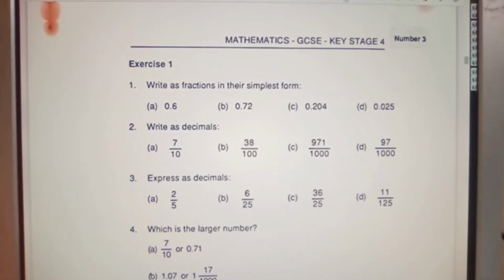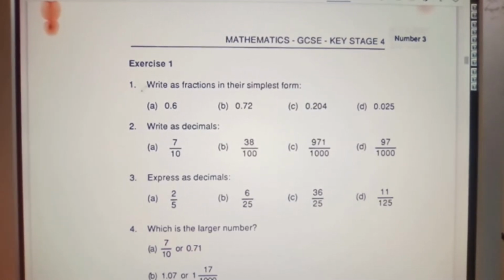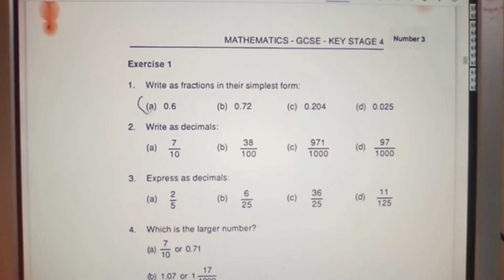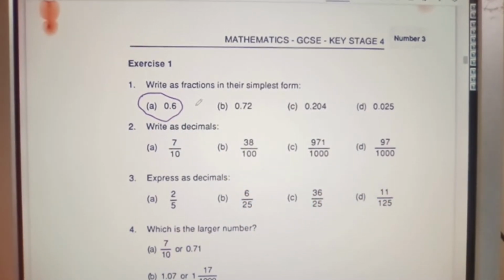And today I think I'm going to use a different color. Let's try that. Now we're going to deal with this one first, 0.6. How do we convert this to a fraction? Right, we have here 0.6 as a decimal, and we need to convert it to a fraction. I'm just going to work my way up here because this is where I have some space to work.